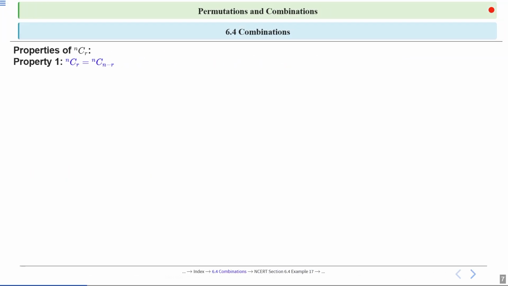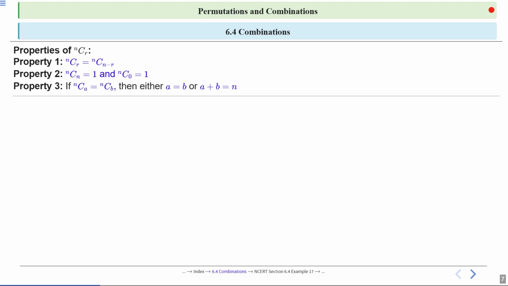Now, we will discuss some properties of combinations. The first property is that nCr is equal to nC(n minus r). The second property states that nCn is equal to 1 and nC0 is equal to 1. And property 3 states that if nCa equals nCb, then either a equals b or a plus b equals n. Okay, so you should keep in mind these three properties.